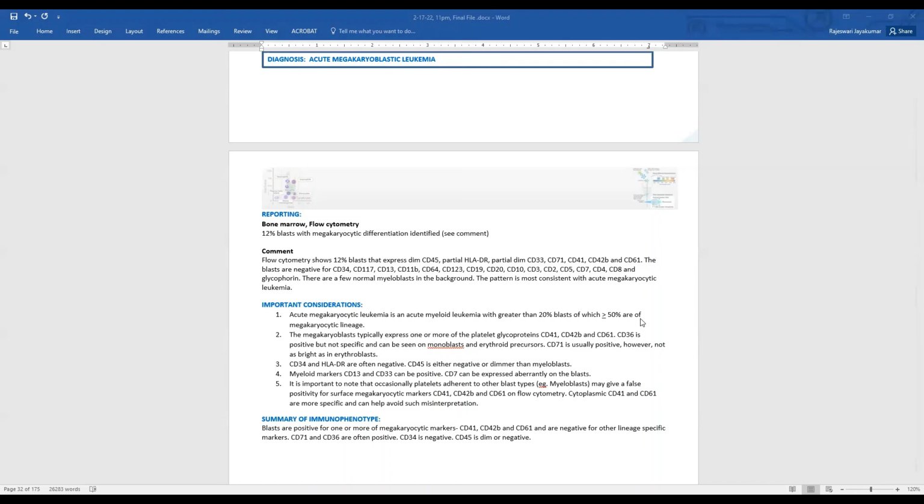Other clues can be that they will be positive for all the myeloid lineage markers, and the intensity of 42B and the other platelet markers would be very bright on those cells. That can give you a clue that this is just platelets sticking onto the blast and not really a megakaryoblast.